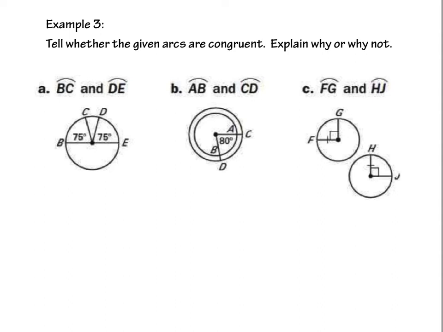Okay, for example A, in this example, they want to know if the arcs are congruent. We need to explain yes or no, and why or why not. So in example A, we have arc BC and CD. They are in the same circle, and they are the same measure, so yes, they are congruent. Same circle, and they are the same measure.